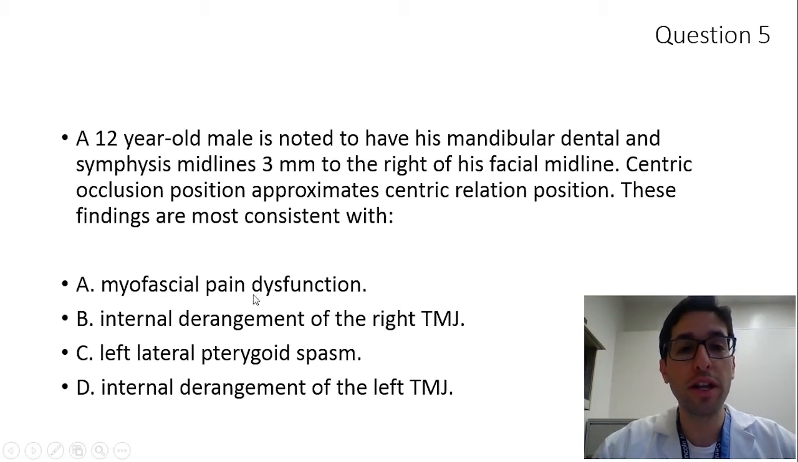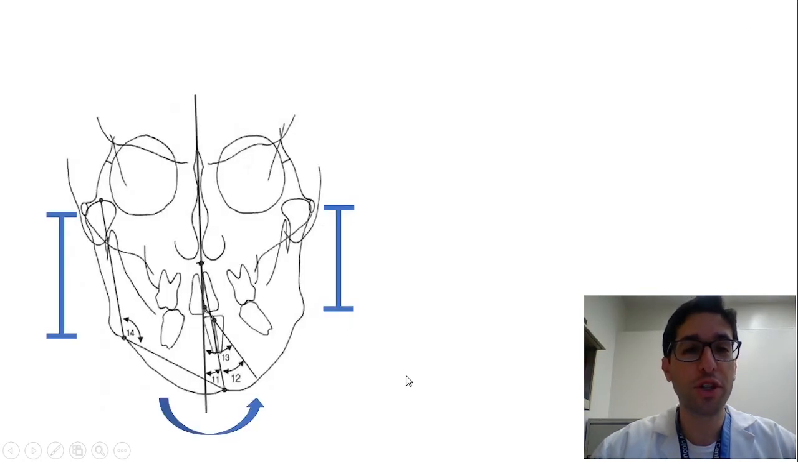So let's go. We're going to immediately knock off A and C because it's not muscular at all. We know this has nothing to do with myofascial pain or lateral pterygoid. So it's going to be internal derangement. But the question is, is it right or left? So let me just show you a quick picture.